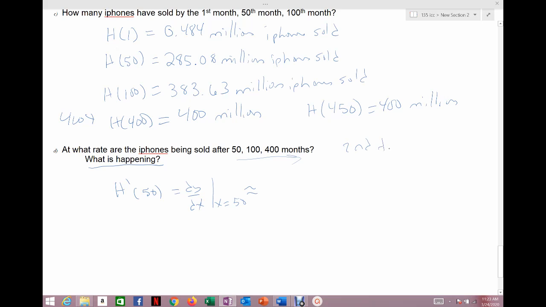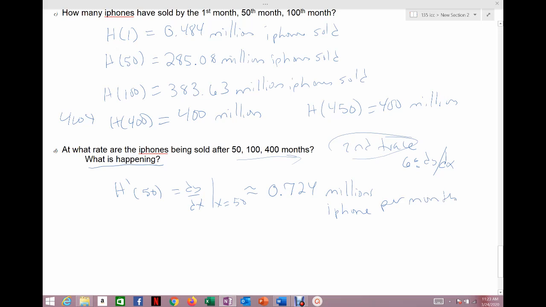Remember, it's under second trace, the sixth one down, dy dx, and then you plug in your x value. So you select the second trace, the sixth one down, dy dx, and then once you select that, input where we want to find our derivative. So at 50, input 50. When you plug 50 in, the derivative comes out 0.724, and remember, it's millions of iPhones, so it's a rate of change, derivative, per month. That's how fast it's selling after 50 months.